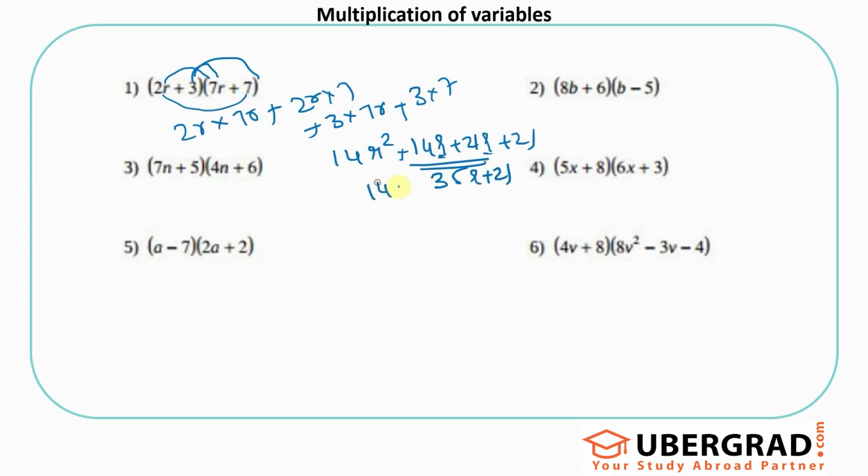This 14r square is also there. I cannot add 14r square plus 35r, right? Because it's r square, this is r, and there is no r here. So you cannot add them. Keep that in mind. Right? Try the other things also.